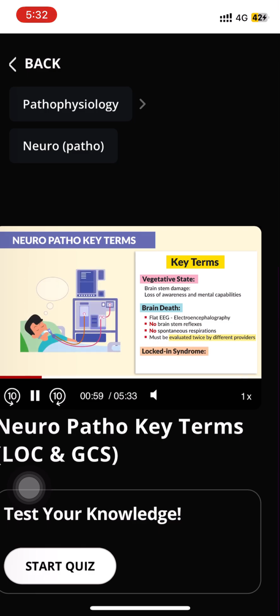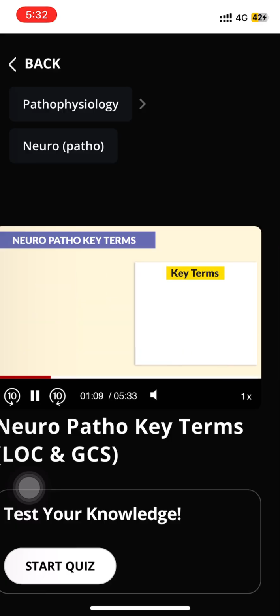Okay, the next key term is locked-in syndrome. The client is paralyzed, but thinking is not affected, and they cannot communicate. The next term is a really big one here, so I'd be sure to pay attention. Level of consciousness. So we have the acronym AVPU.